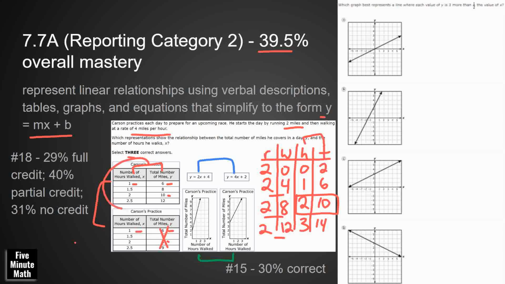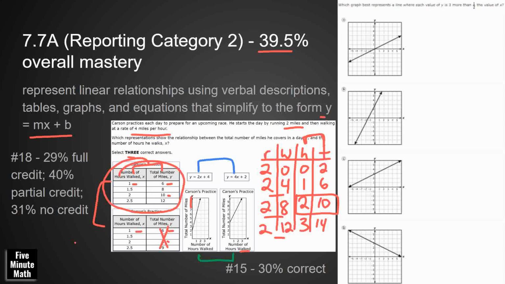Okay, so our first correct answer is this right here, that topmost table. Now, we can use this table of values, hours walked, and total number of miles. We can use these two right here.